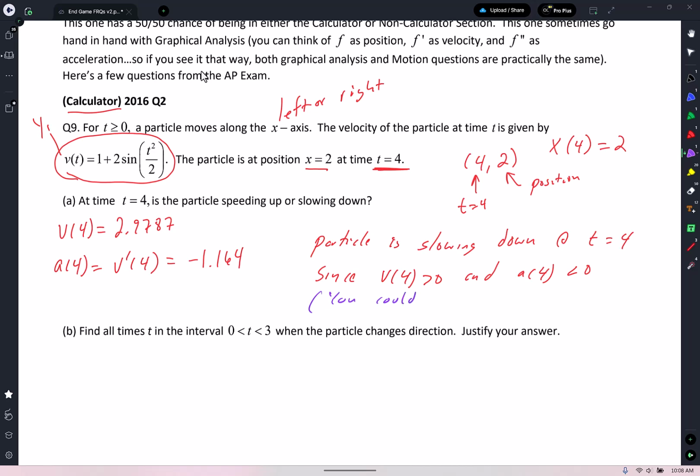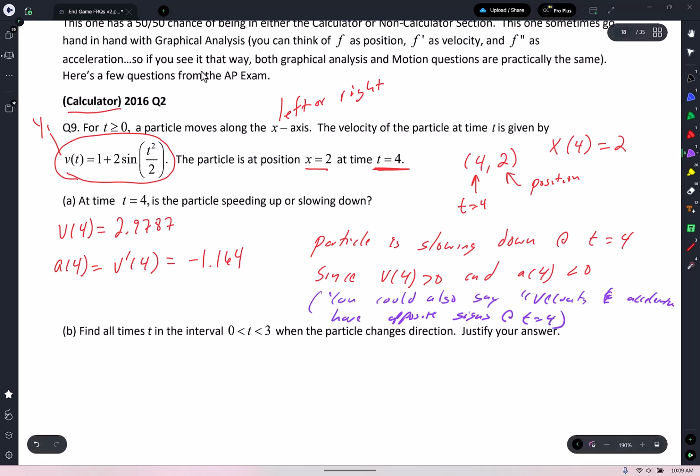You could also say velocity and acceleration have opposite signs at t equals 4. So there it is. That's full credit, guys. Either one, it doesn't matter which one. You can say whichever one you feel most comfortable with, as long as you say correct math.